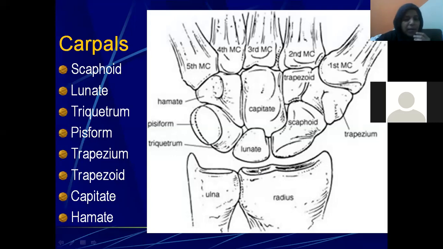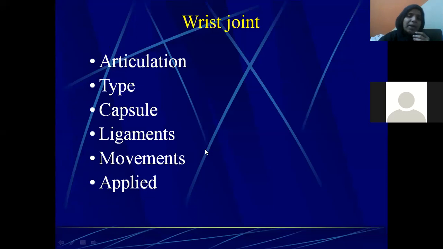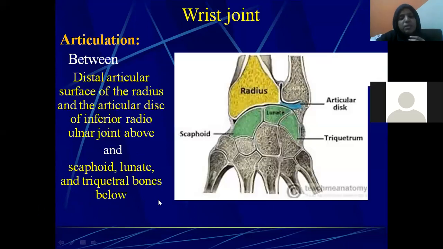Now we will elaborate more. Like any other joint, what we should see is what type of joint it is, what bones are involved, that the outermost covering would be the capsule, that around the capsule thickenings will be ligaments, what the various movements performed are, and the applied aspect. So now, what are the bones which are involved?